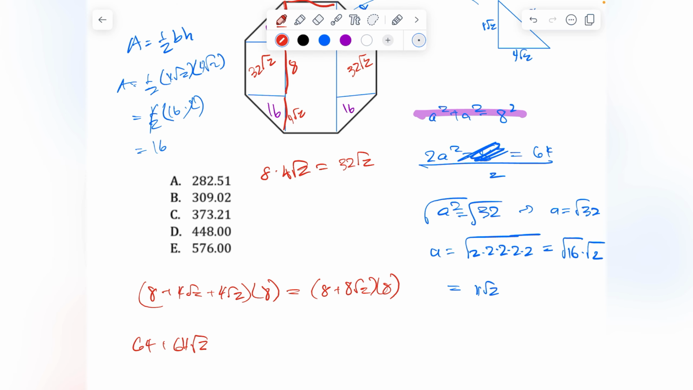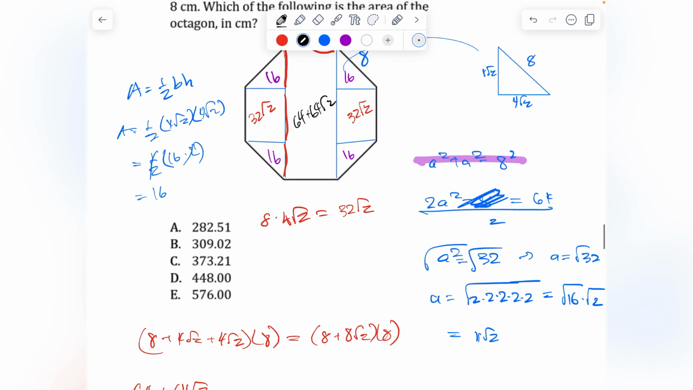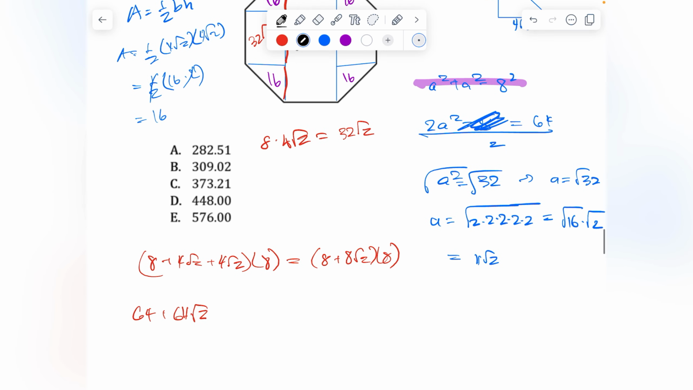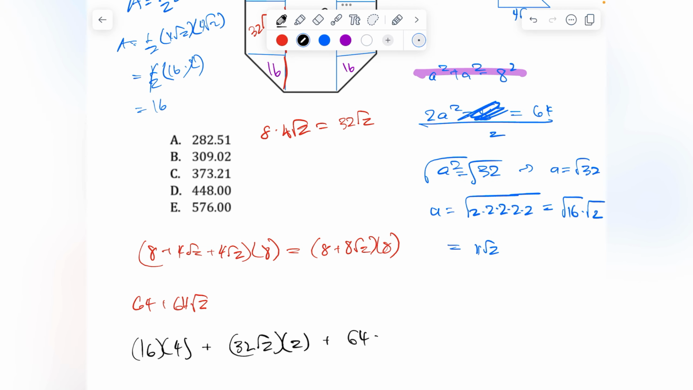Now you see I'm trying to avoid using decimals and instead writing it all in this form. You can really do it however you like. But at the end, I end up with 64 plus 64 square root of 2. Okay? Now add it all together. Let me just pull up my calculator. So you end up with 16 times 4, right? It's 4 triangles, plus 32 square root of 2 times 2, plus 64 plus 64 square root of 2, right? That is my last term.